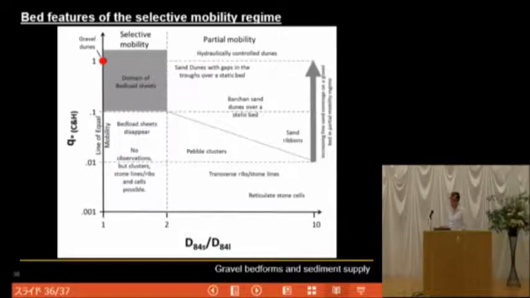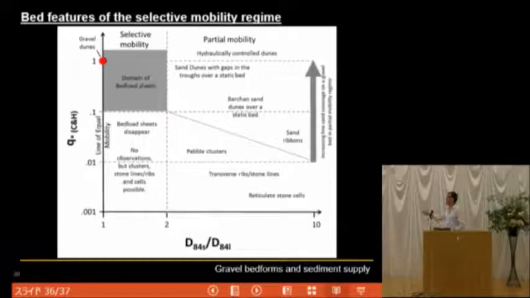And then we have our final portion of the partial mobility regime here. This is a condition where you've got a sediment supply, but you're in the partial mobility regime, but it's a high sediment supply. The only way that can really exist is if you're feeding sand onto an otherwise weakly mobile or immobile gravel bed. And so in this condition, we get sand ribbons forming, we get barchan dunes forming over a static bed, or we get sand dunes with gaps in the troughs.